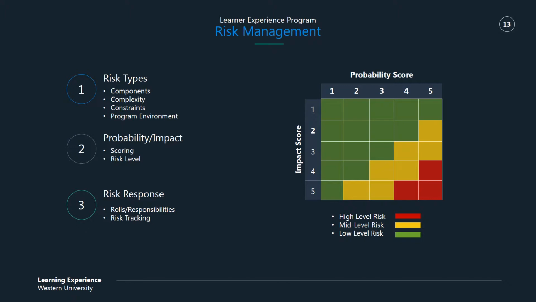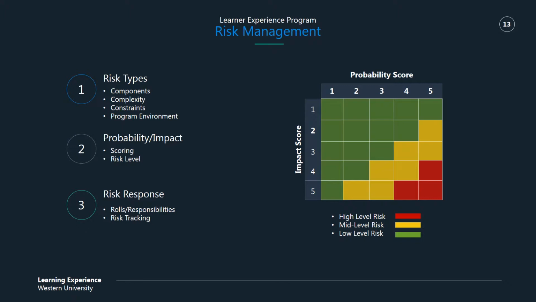So for our risk management plan, we start with our different risk types. We have our component risks. These are risks that are specific to certain components. We have our complexity risks, as we talked about in our complexity analysis. These are things that affect system changes, human behavior, ambiguity, those sorts of things.